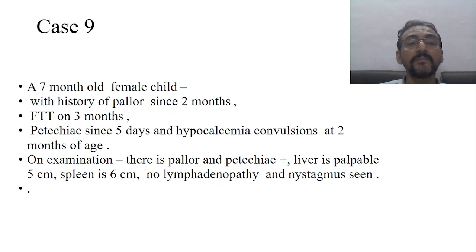Now on examination, there is pallor, there is petechiae, liver is palpable. Okay, petechiae भी है ना, liver spleen palpable, lymphadenopathy नहीं है, but nystagmus is seen. Okay, nystagmus है. Now any idea? 7-month-old female child, pallor है, FTT है, 5 दिन से petechiae है, hypocalcemic convulsion का एक history है 2 महीने में, liver spleen palpable है, lymph नहीं है, nystagmus is seen. Any idea?